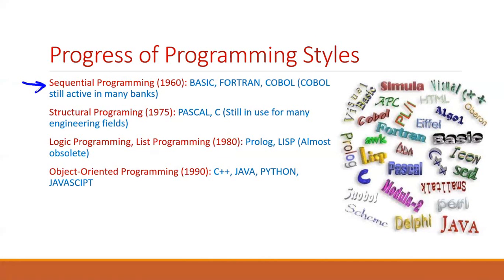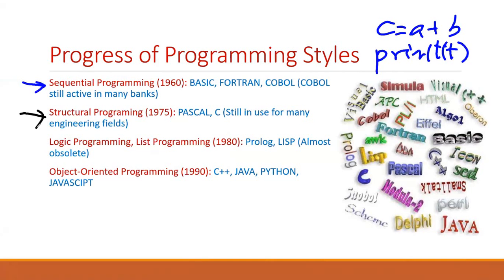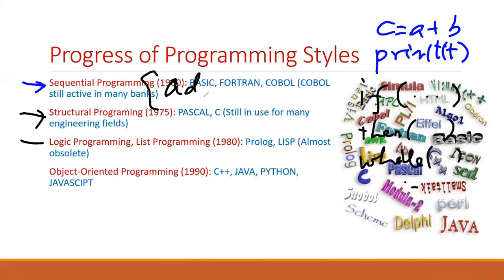That means you have one-by-one operation. And later we have structural programming, and we start to have something called if, then, else, and then while loops, those kinds of things. Then we started to do list processing, where we see something like add 3, 4, this type of listing, which Python also has. So that's the list processing.